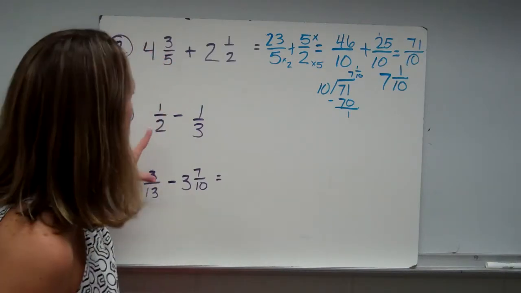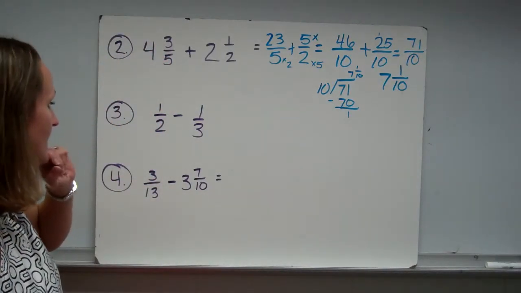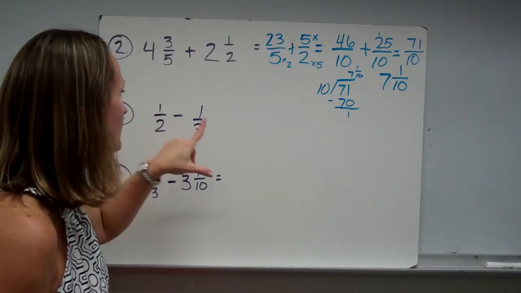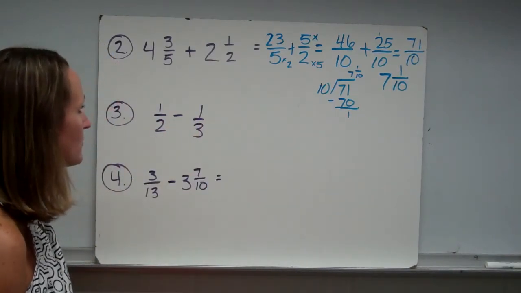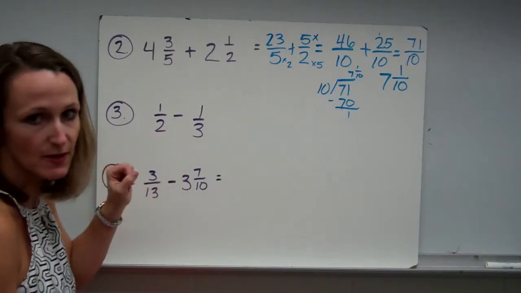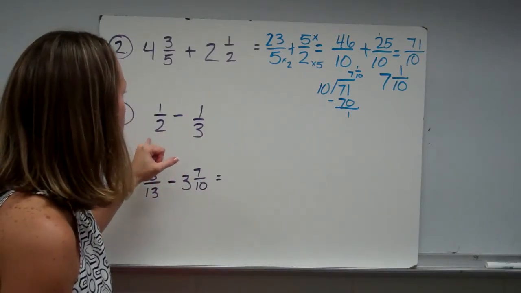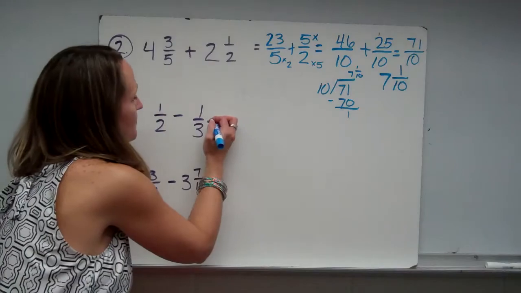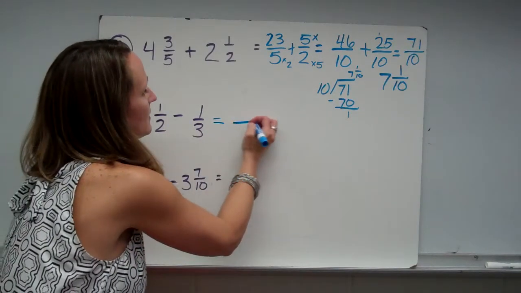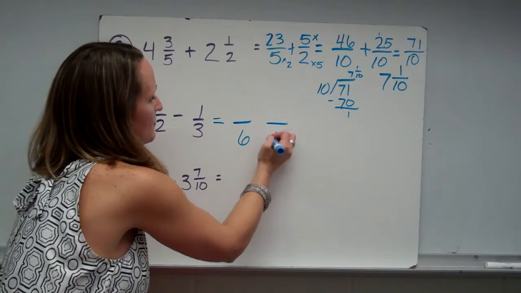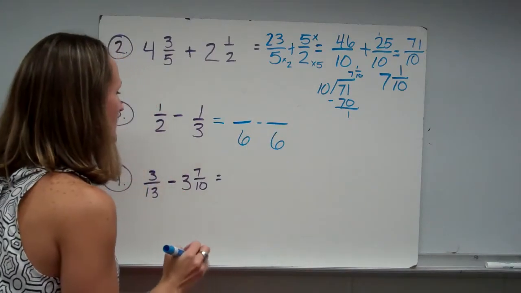All right, let's look at the next one. I'm switching to subtraction here. 1/2 minus 1/3. Okay, no mixed numbers, so I don't need to convert that. I do need to find a common denominator though. Once again, I can use 6. This is the same problem I had at the beginning.